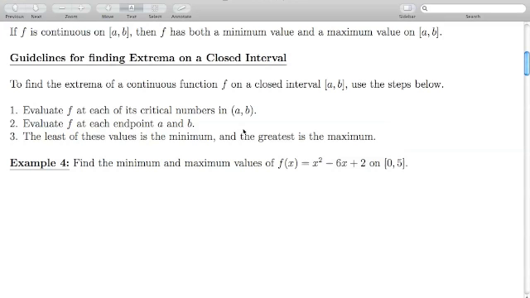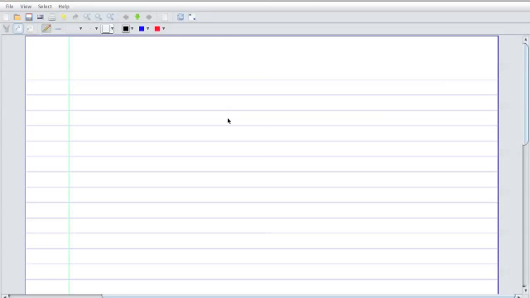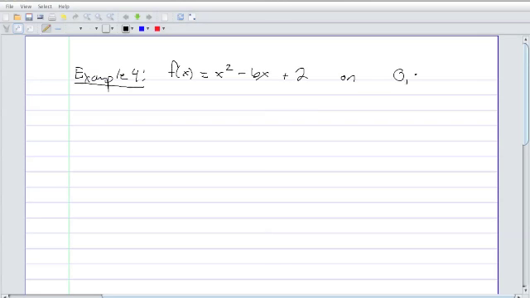So with example 4, we want to find the minimum and maximum values of this function. Okay. So our guidelines say evaluate f at each of the critical numbers in the interval. So again, this is example 4, and we're evaluating f of x equal to x squared minus 6x plus 2 on the closed interval [0, 5].